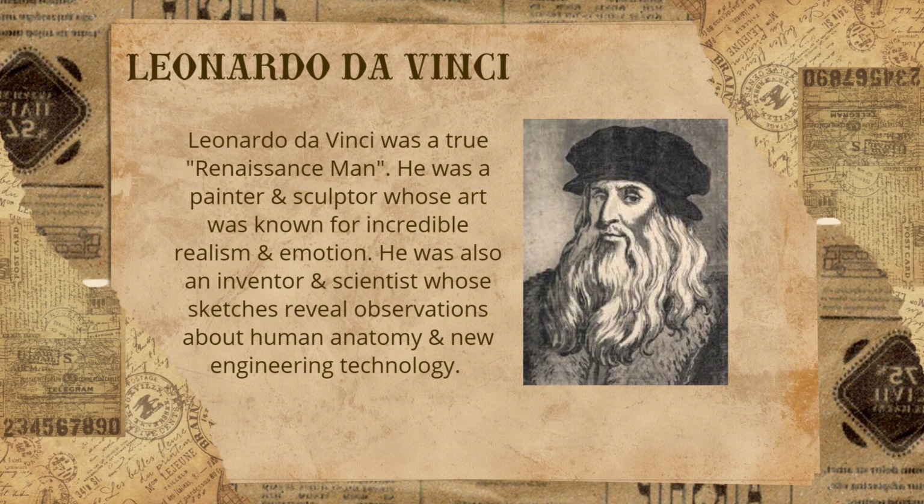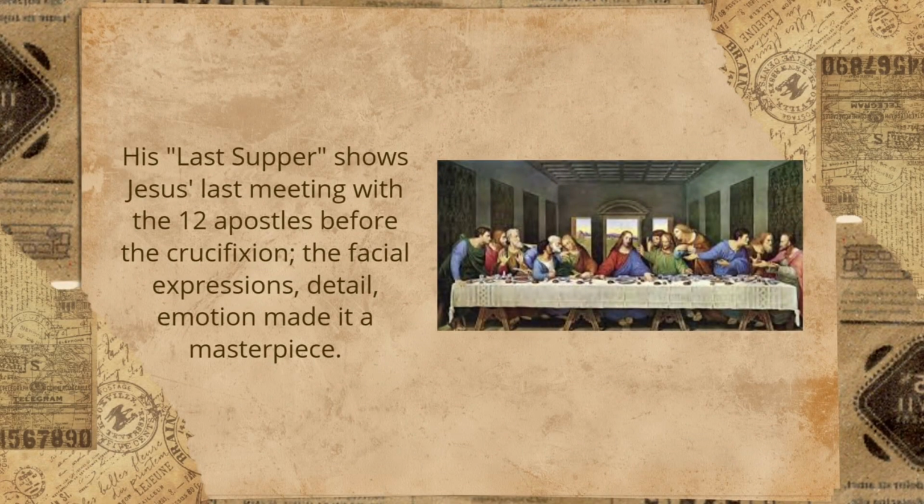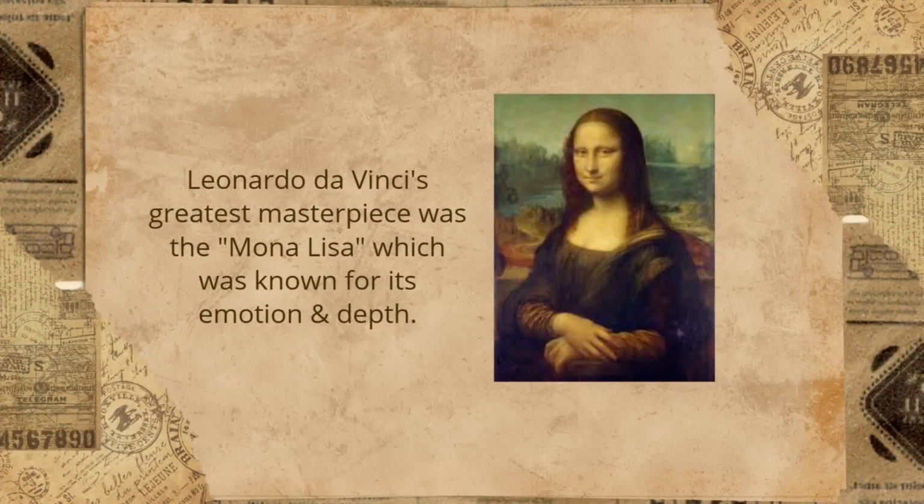Leonardo da Vinci. Leonardo da Vinci was a true Renaissance man. He was a painter and sculptor whose art was known for incredible realism and emotion. He was also an inventor and scientist whose sketches reveal observations about human anatomy and new engineering techniques. His Last Supper shows Jesus' last meeting with the 12 apostles before the crucifixion. The facial expression, detail, and motion made it a masterpiece. Leonardo da Vinci's greatest masterpiece was the Mona Lisa, which was known for its emotion and depth.